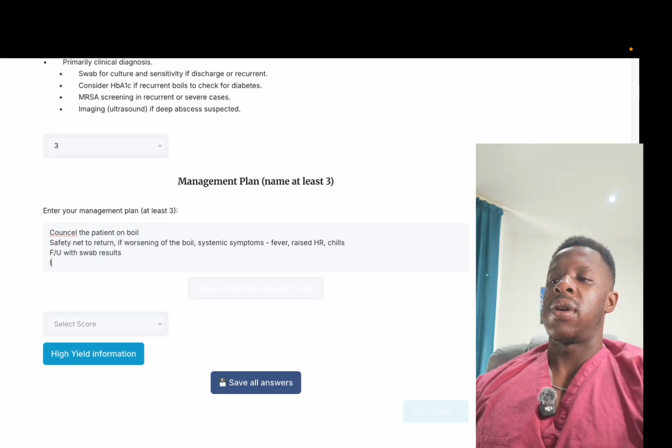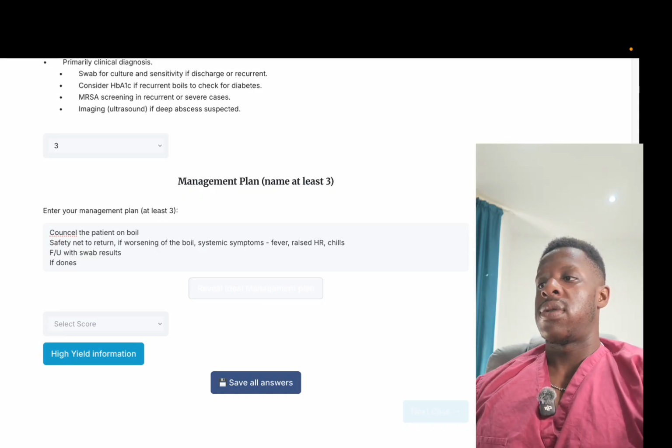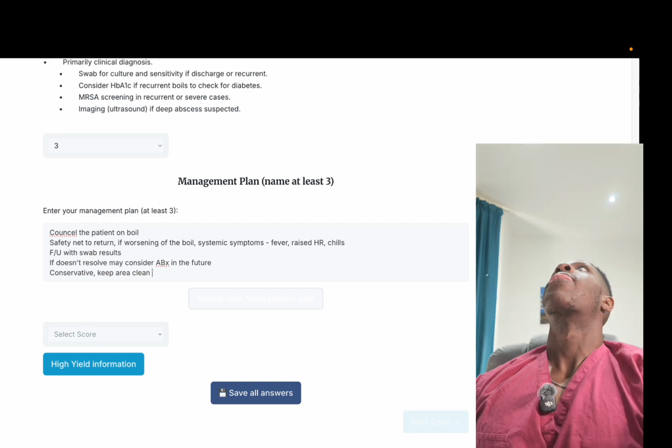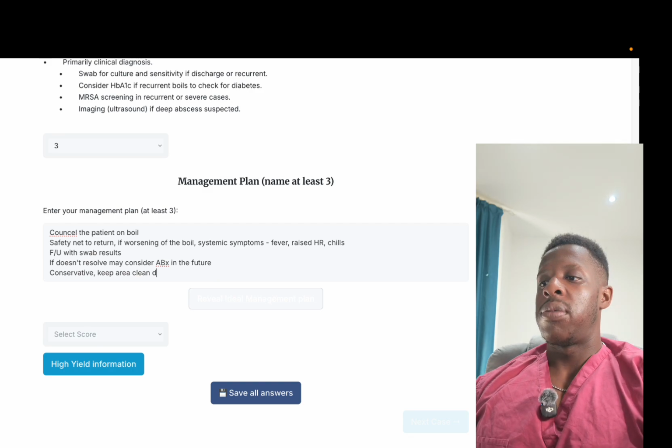I don't know if we need to give him antibiotics. It seems like if it doesn't resolve, you may consider antibiotics in the future. But as of right now, probably just conservative management: keep the area clean, maybe don't pop it, allow it to drain. Don't pop it. Just allow it to self-resolve.